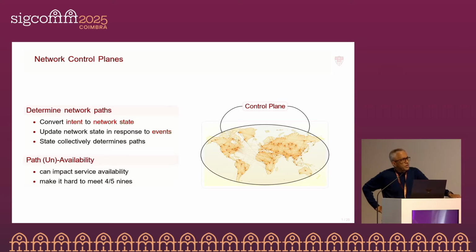Now, we all know that network control planes essentially determine path availability. So they determine network paths, and the way they do this is by translating intent to network state. And they also update network state in response to events. And collectively, this network state on all the switches determines the paths. And path unavailability can impact service availability and can impact the ability of large cloud providers to adhere to availability targets.